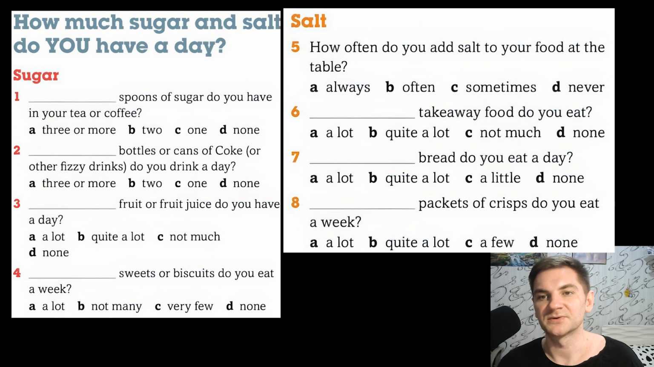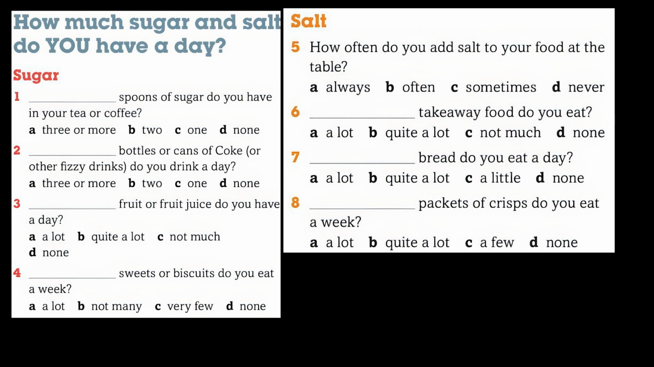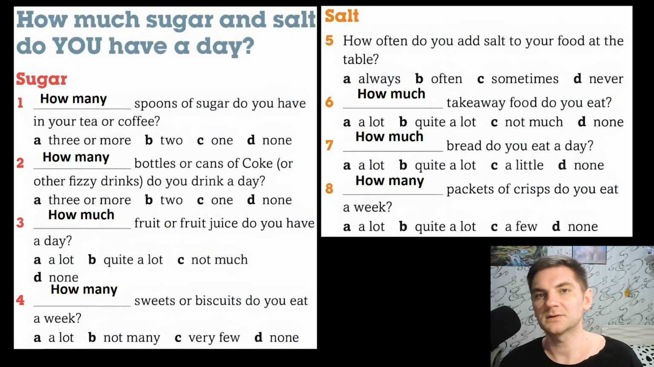Speaking. Read the questionnaire and complete the questions with how much or how many. Now, let's answer these questions. I will answer it about myself. You will answer it about yourself. How much sugar and salt do you have a day? Let's start with sugar. How many spoons of sugar do you have in your tea or coffee?